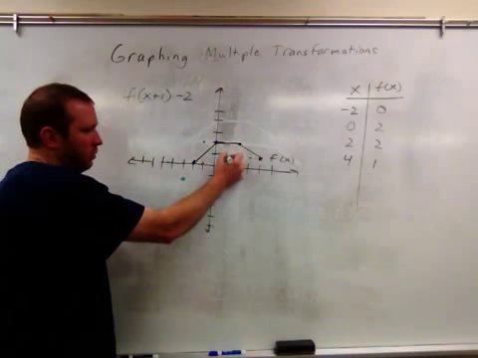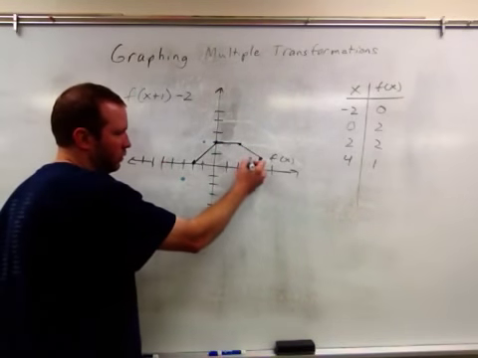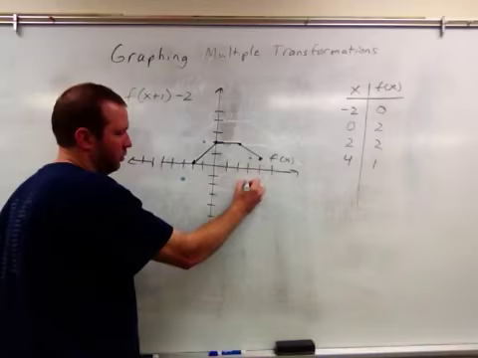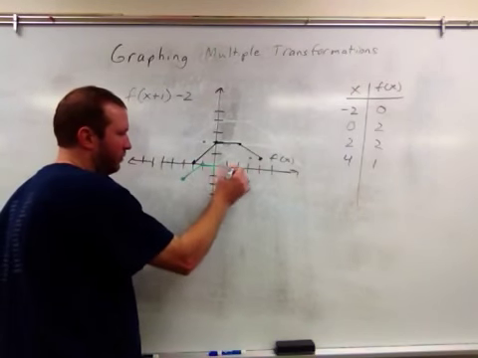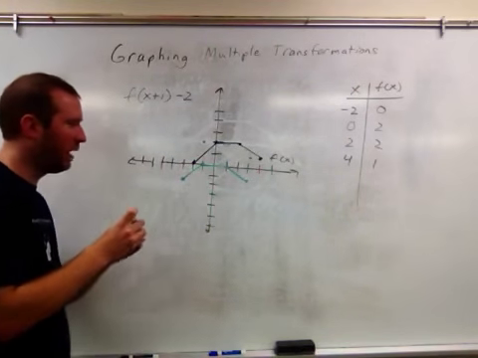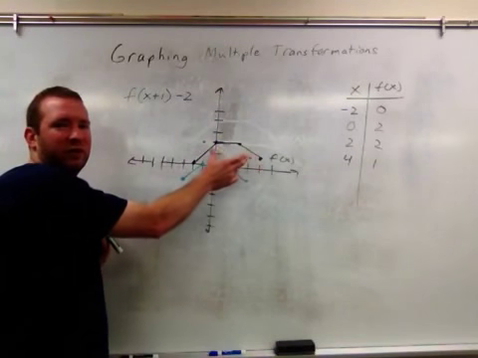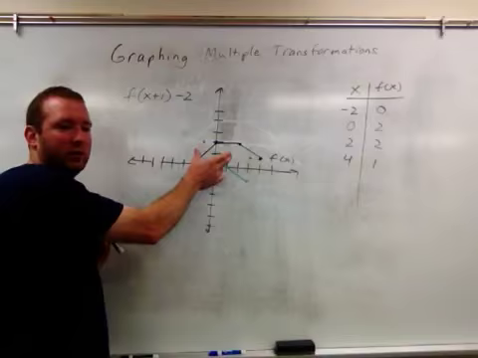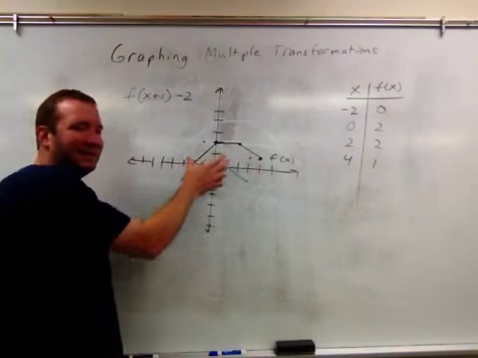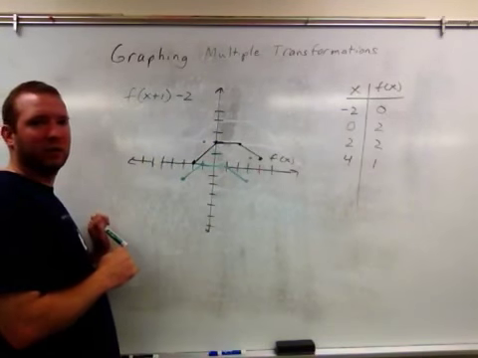This one's going down 2, and this one's going down 2. And there's your new graph. Think about how the black graph became the green one. We took the graph, shifted it left 1 because of the x plus 1 in parentheses, and then down 2 because of the minus 2.